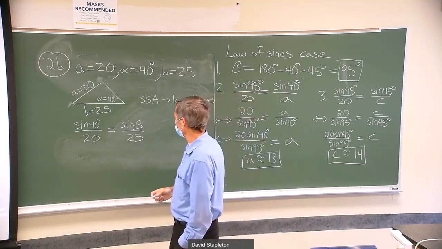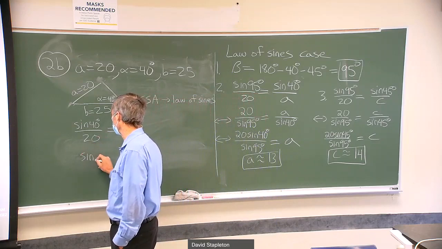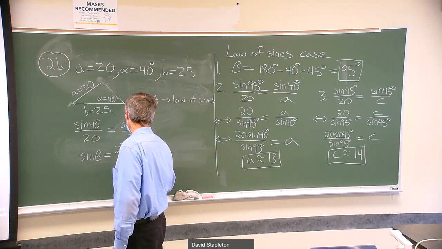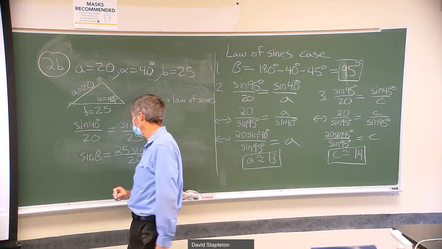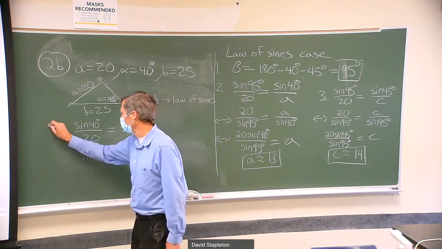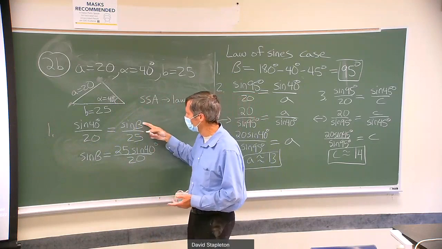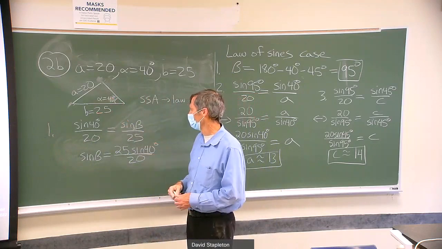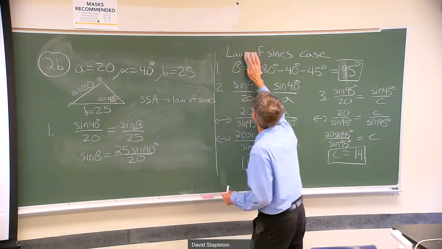If I divide by or multiply by 25 and switch sides here, then I'll get sine beta equals 25 sine 40 degrees over 20. All right. And this will be step one here again, solving for one quantity by writing the law of sines in a way that only one number is unknown. And so I have to include all these three numbers and then one that I don't know. And I can do that since I have an angle and opposite side. All right.